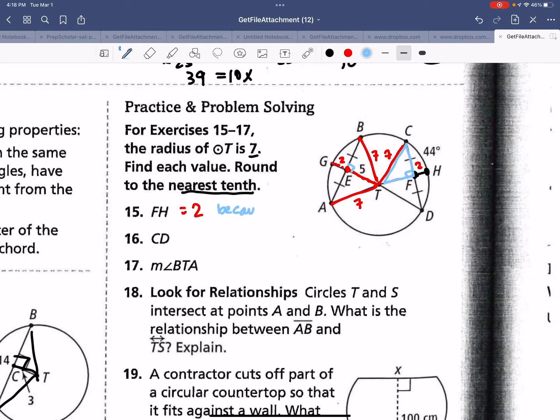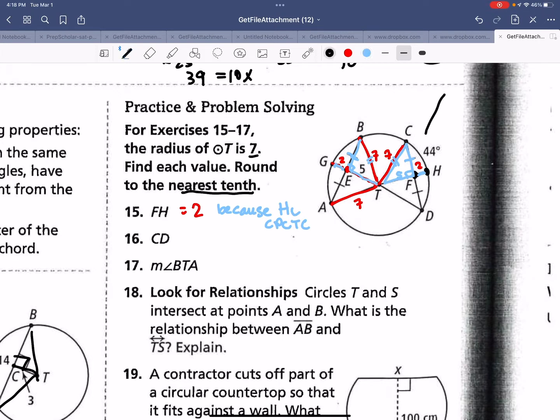So because of HL, this triangle has a hypotenuse that matches, a side that matches, right? So that's HL. The rest of this length would have to be 5 because of CPCTC, which means that has to be 2.